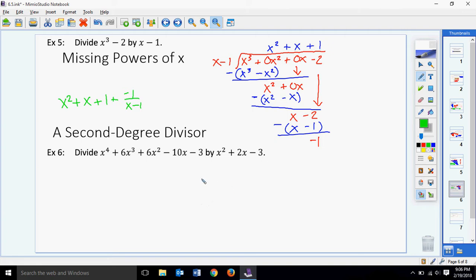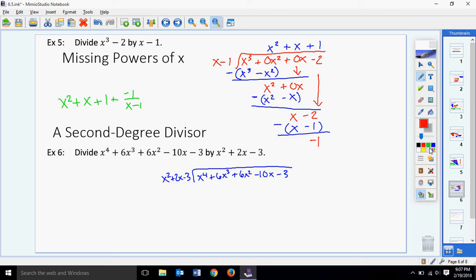I want to make sure I'm in standard form. Change color. x to the 4th plus 6x cubed plus 6x squared minus 10x minus 3. I want to make sure I'm not missing any powers, so a 4, 3, 2, 1, and 0. And I'm dividing it by x squared plus 2x minus 3.